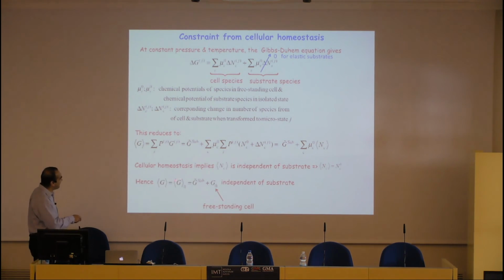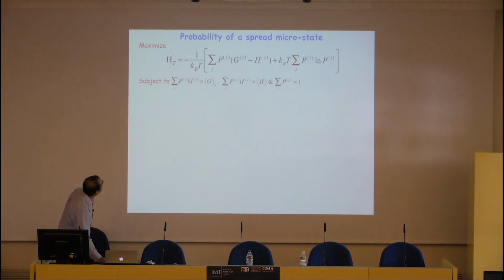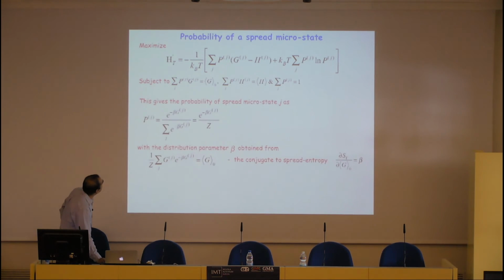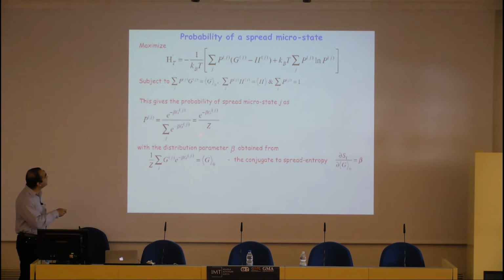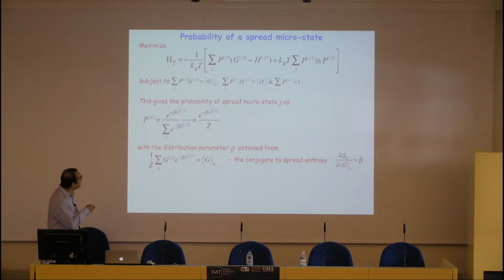And so that's what I'm basically saying, that this average G is basically just the G of the substrate plus the G of the freestanding cell. Okay, so I do this constraint maximization again, and I get the probability distribution of a spread microstate to look like this. I have a Lagrange multiplier beta that I don't know how to deal with, but I have to solve this funny equation to get hold of it, which is the conjugate to my spread entropy.